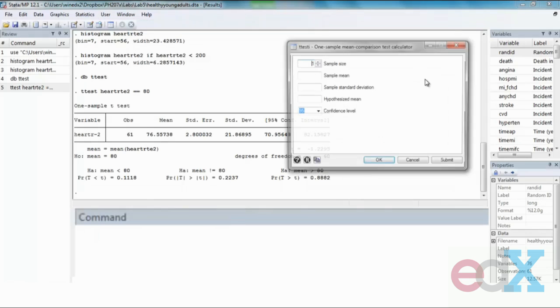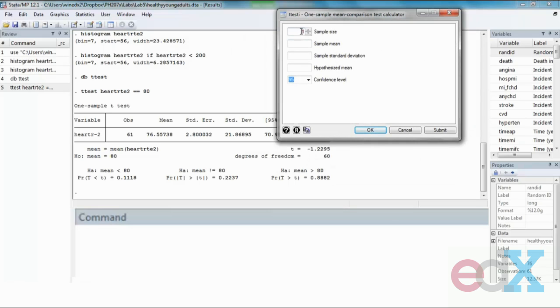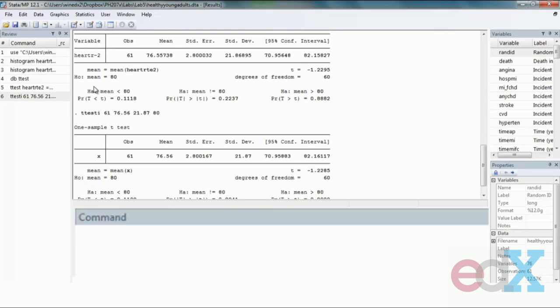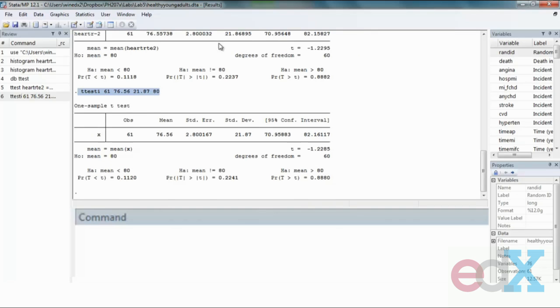Click on that. My sample size is 61, and I can plug in my sample mean of 76.56, and my sample standard deviation, which is also provided right below. The hypothesized mean, recall, is 80. I want the 95% confidence level, hit submit, and I get results that are basically identical to the results from the ttest command. This is the ttesti command. The only subtle differences you'll see between the two are due to rounding error in the mean and the standard deviation that I typed in here. So ttesti gives the exact same results as ttest.